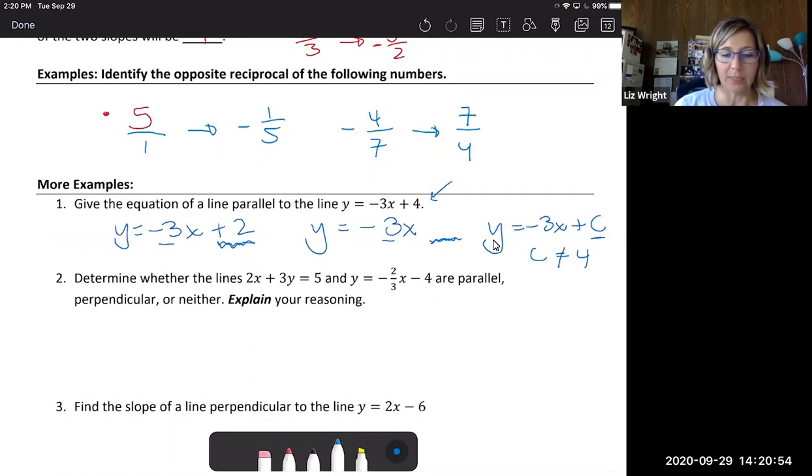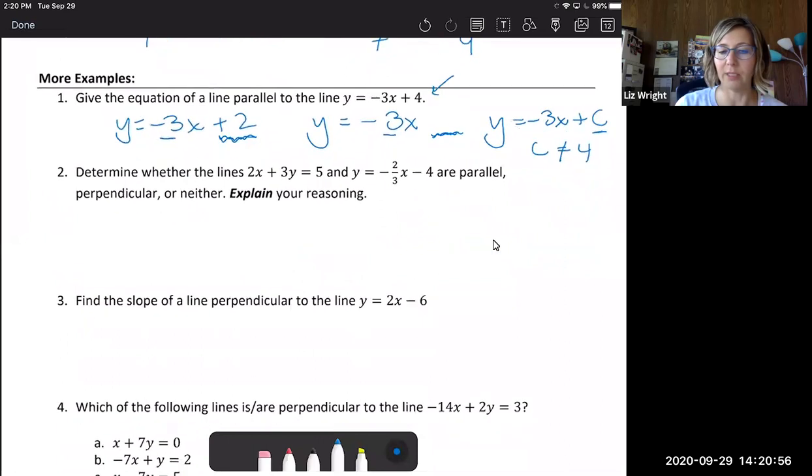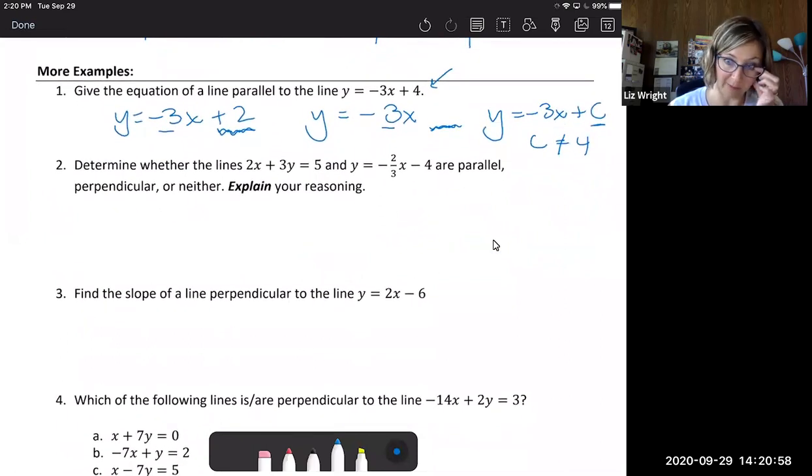For our next example, it says determine whether the lines 2x + 3y = 5 and y = -2/3 x - 4 are parallel, perpendicular, or neither, and explain your reasoning. So if I was you, I'd pause the video and see if you can honestly figure out these next few examples on your own, and then restart the video and see how you did on your examples.